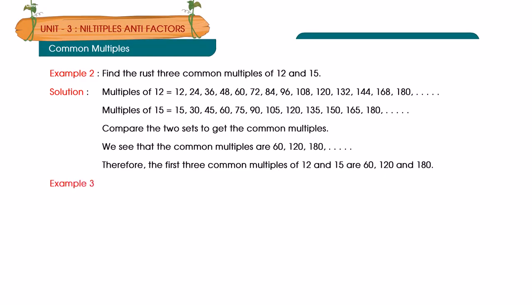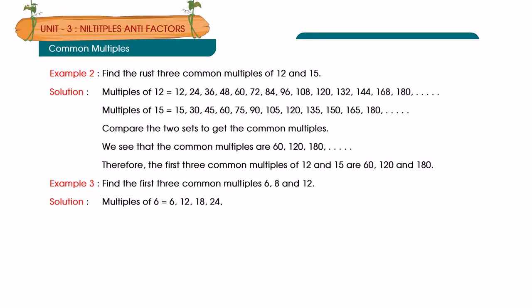Example 3. Find the first three common multiples of 6, 9, and 12. Solution. Multiples of 6 are 6, 12, 18, 24, 30, 36, 42, 48, 54, 60, 66, 72, 84, 90, 96, 102, 108, 114, 120, and so on.